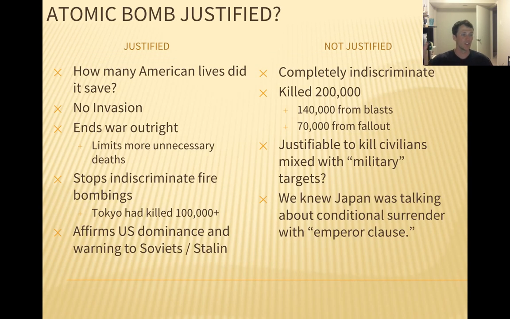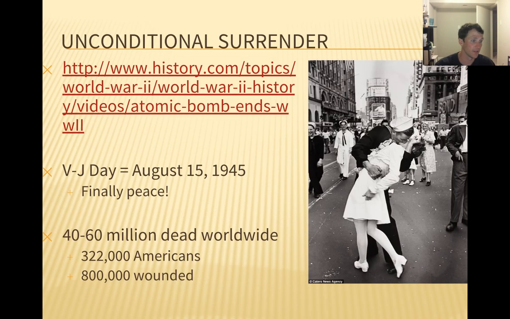We talked about some of the justifications of the bomb, whether or not it was justified, why people would argue that it would be, and why others would argue that it wouldn't be. You don't necessarily need to remember that, but I'm just saying that we talked about it, right? So as far as VJ Day, we're going to have unconditional surrender now by the Japanese. And ultimately, World War II comes to a close, right, with about 40 to 60 million people dead worldwide, right?